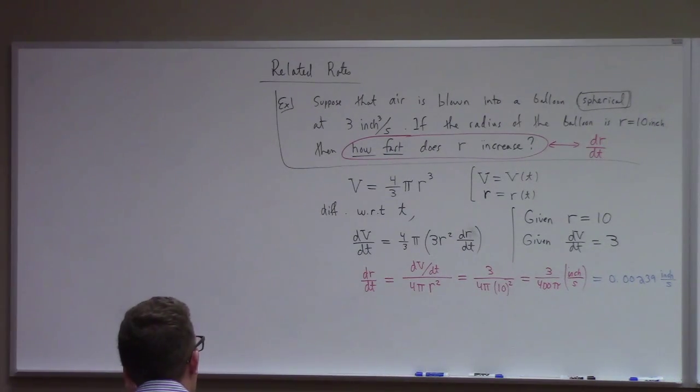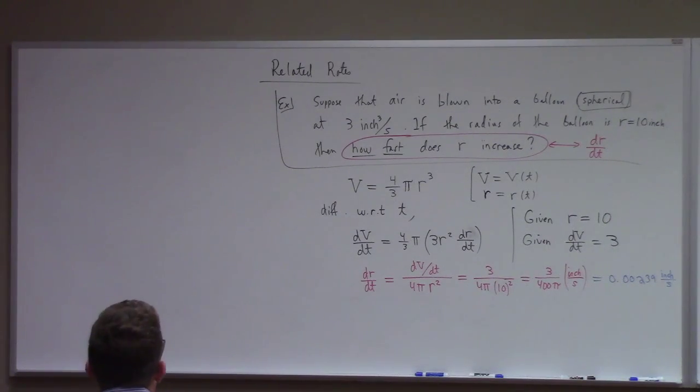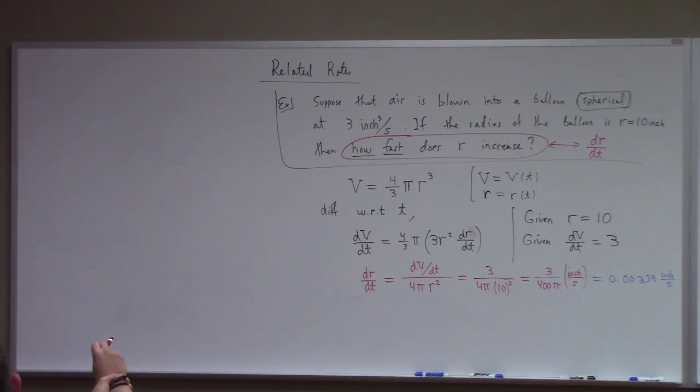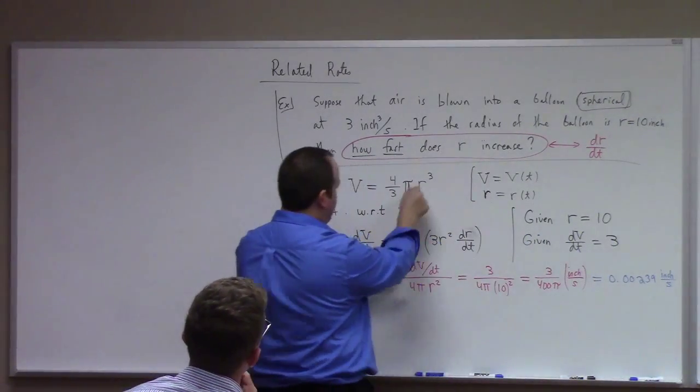Questions? How did you get rid of the 3 under the 4 over 3? Oh, the 3 over 3 canceled because I got a 3 from the differentiation of r cubed. It gives me 3r squared dr/dt by the chain rule, right? So these 3's cancel. And that 3 came from differentiating r cubed.